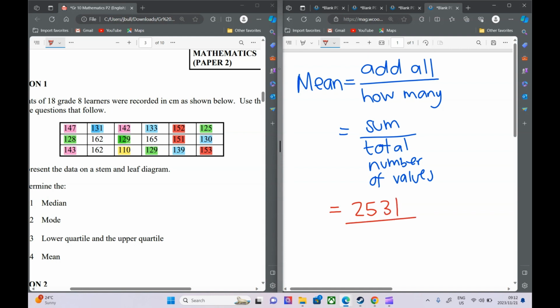And we divide it, they tell us there are 18 grade 8 learners. So we divide it by 18. So 2531 divided by 18, and we get 140.6111, which usually they'll ask you to round. I don't think they tell us here what we need to round it to, so I'm just going to round it to 1 decimal for now. So our mean then is 140.6.